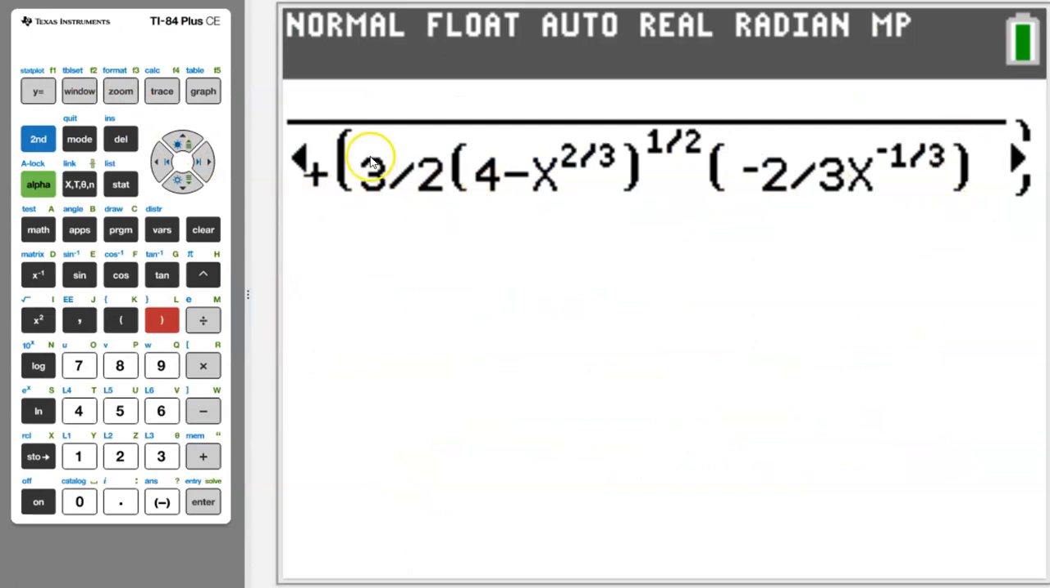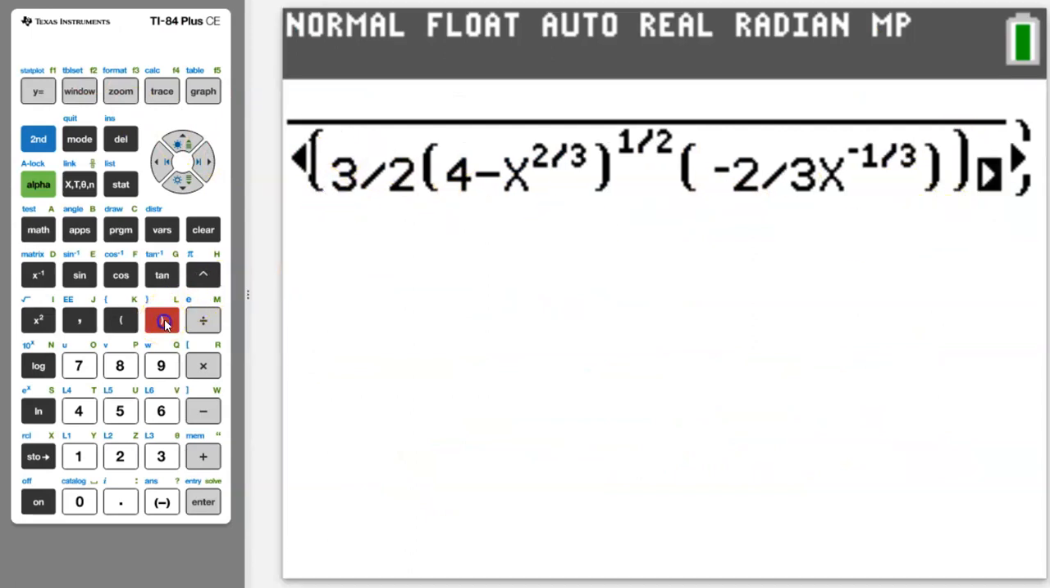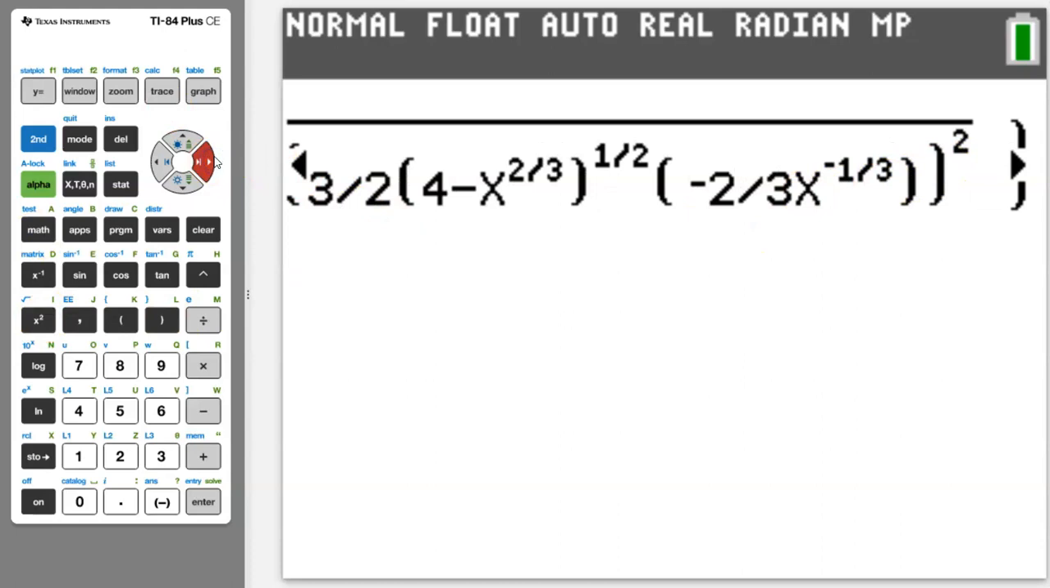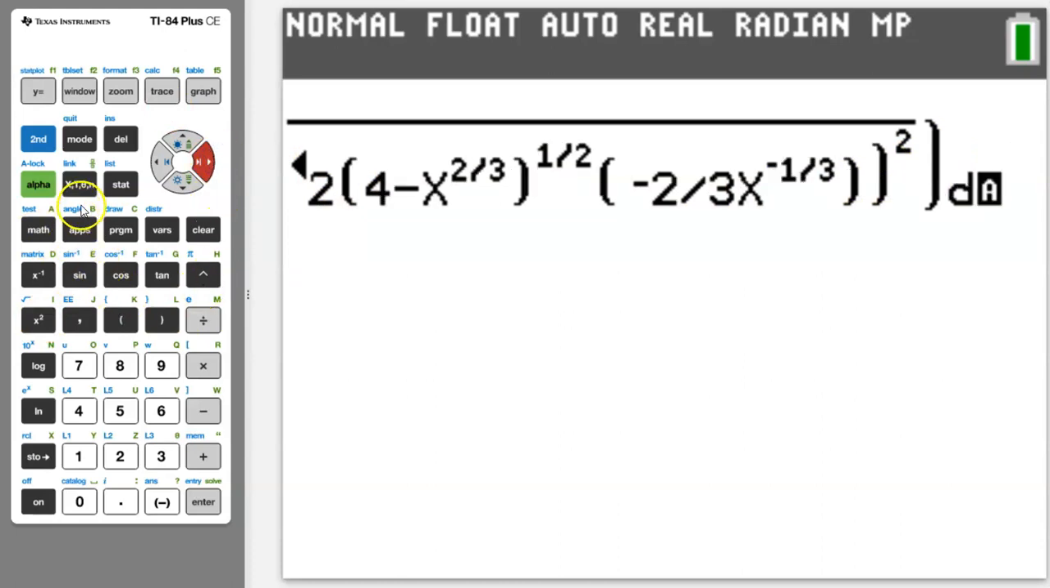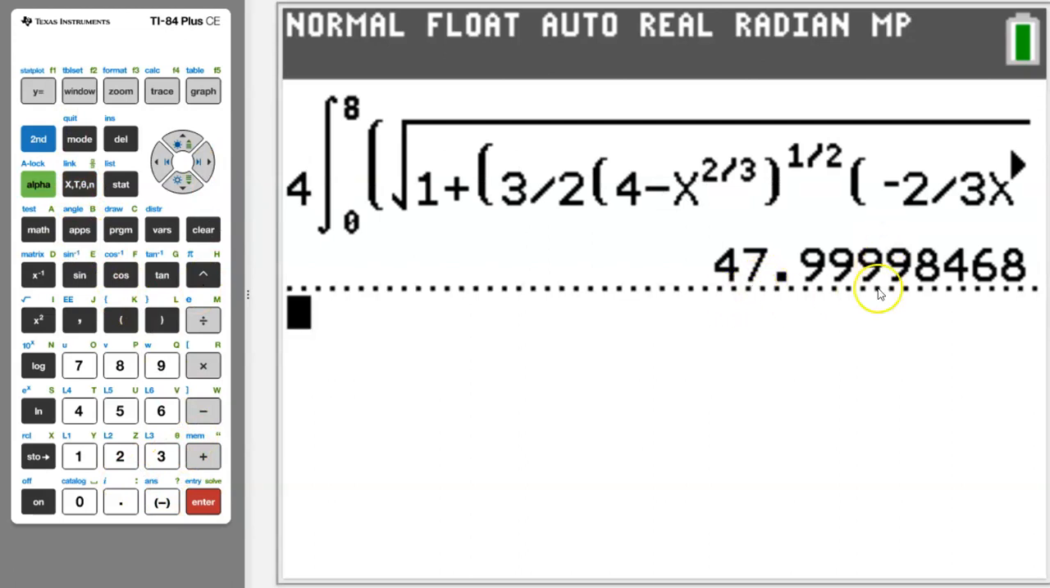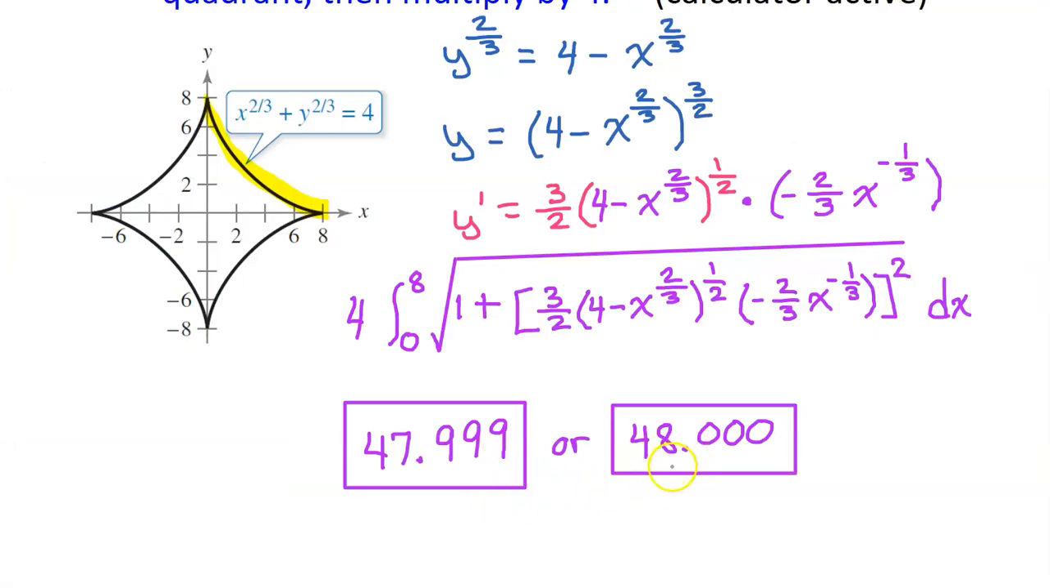Time to close off the parentheses we started to represent everything that is being squared, and so now we've squared it. And finally we finish it all off with a dx. And that's it. We can either truncate and put the answer as 47.999, or we can round to 48.